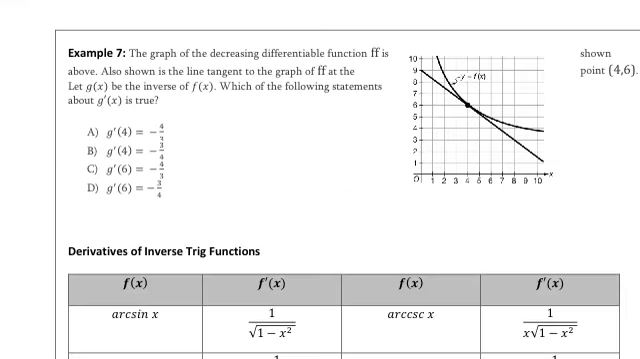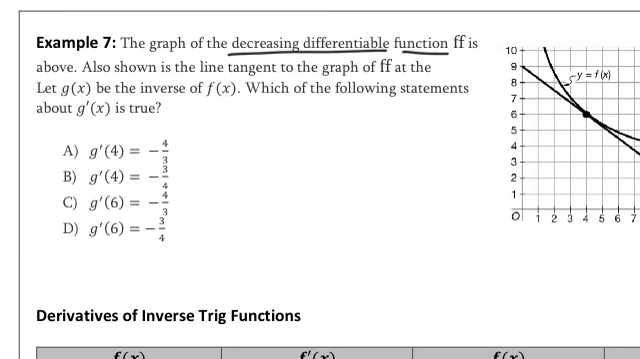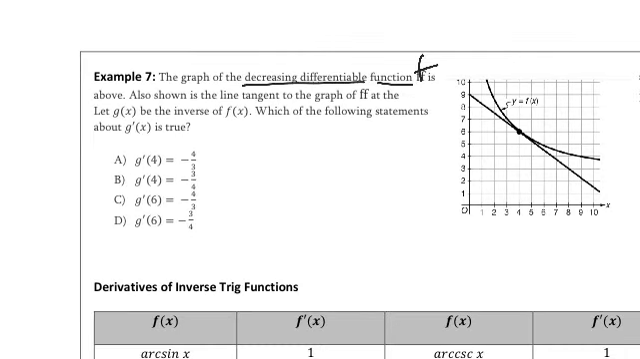Okay, this last one I'm going to show you for general inverse functions is this graph problem, and it says that the graph of a decreasing differentiable function f is shown to the right. Also shown is the line tangent to f at the point 3, 6. Let g of x be the inverse of f. Which of the following statements about g prime is true?